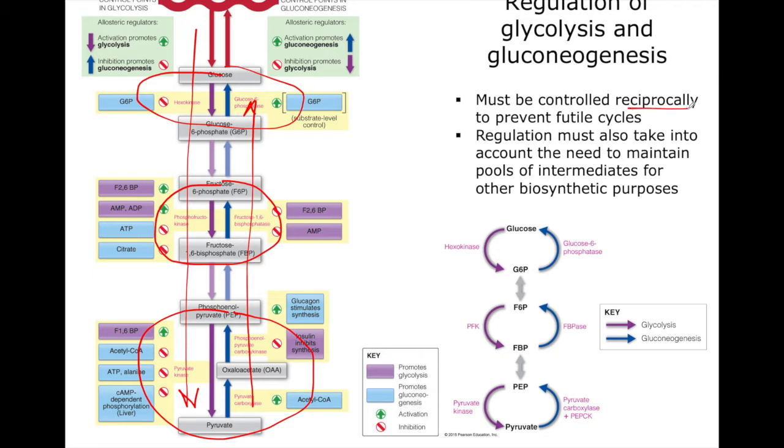Remember, these two pathways, we want them to be reciprocally regulated in order to prevent futile cycles, where we're producing a product and at the same time breaking that product right back down. So we need them to be reciprocally regulated. We've already talked about the major regulatory point, which was the phosphofructokinase 1 and fructose 1,6-bisphosphatase cycle, or step, if you will.